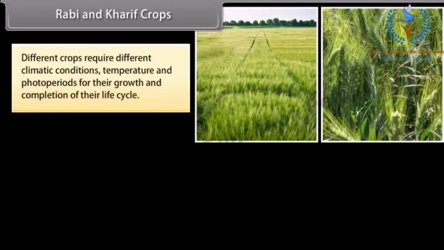Rabi and kharif crops. Do you know that different crops require different climatic conditions, temperature and photoperiods for their growth and completion of their life cycle? We have already studied that growth of plants and flowering are dependent on sunlight.